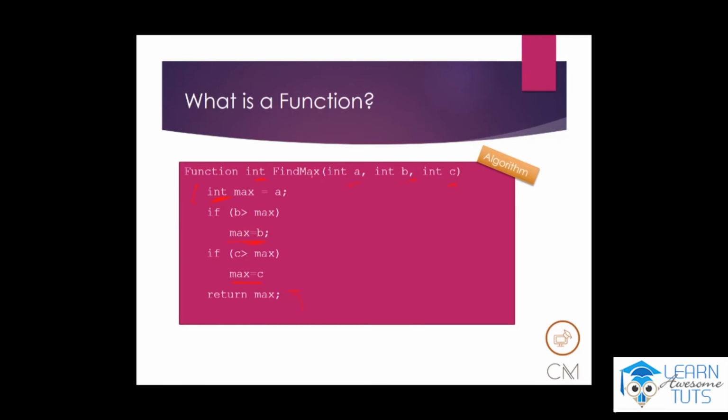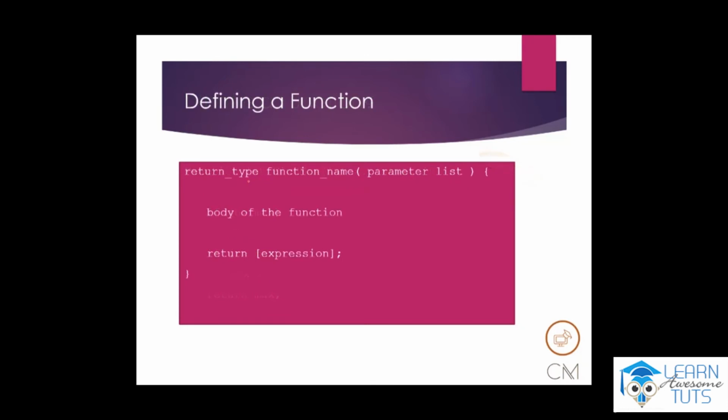So the function findMax will return, and this is how we declare it in our program, an integer number. So we define a function by the return type, as you can see right there, the function name, and the parameter list. So we have all the parameters right there. Then we have the commands executed in this function, and then we have the return and the expression, of course, what we're going to return.